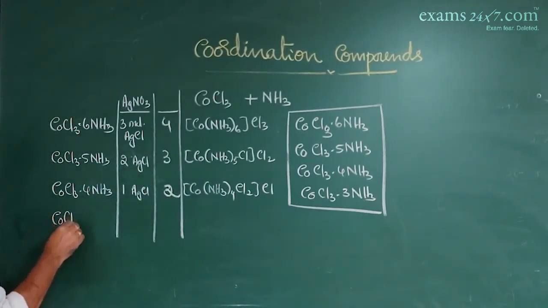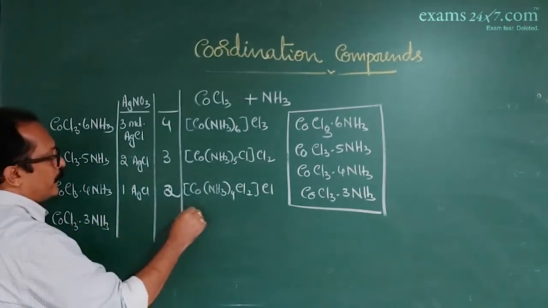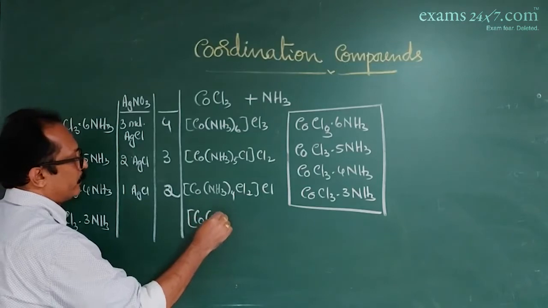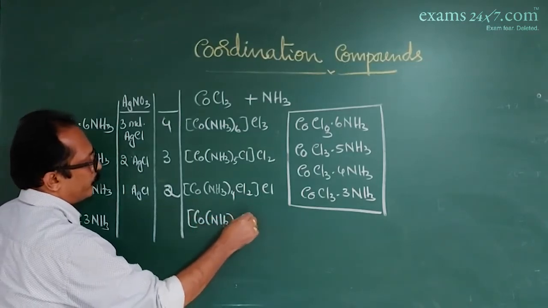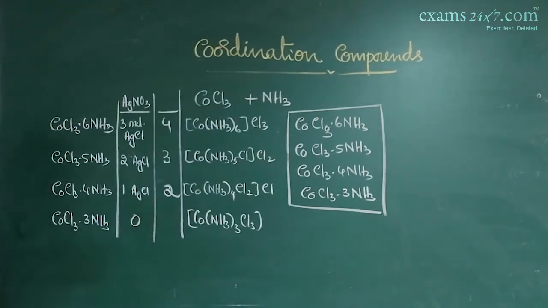The last one, CoCl3·3NH3, forms a complex like this. The formula of the complex: there is no simple ion, so no AgCl is formed, and it gives only 1 ion.